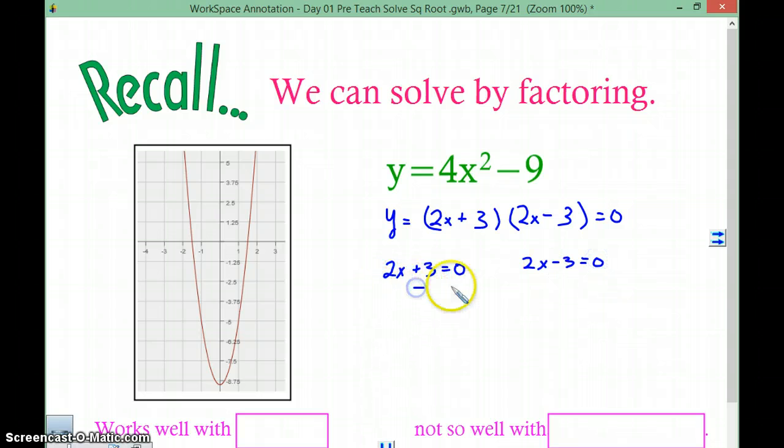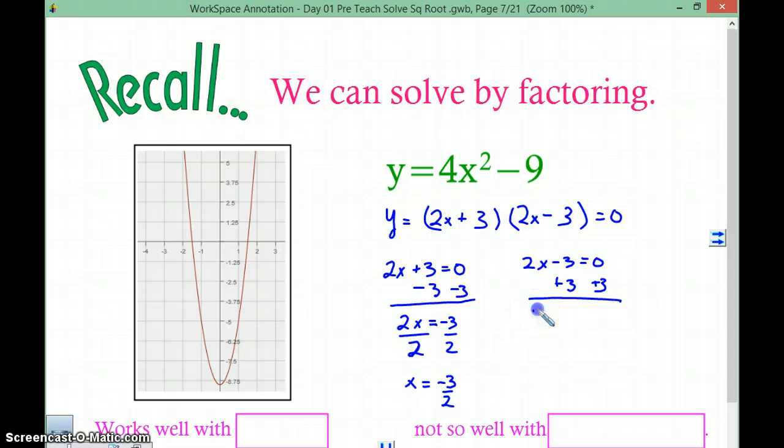Solving for x, we subtract 3 from both sides. We end up with 2x equals negative 3. Divide by 2 on each side, x equals negative 3 halves. Same thing on this side. We can say that 2x equals positive 3, and we can say that x equals 3 halves. Those are our two solutions. So solving by factoring works really well with fractions.